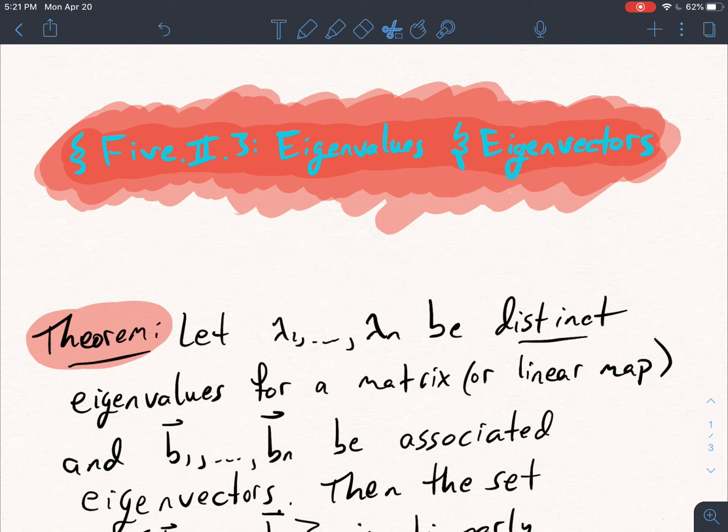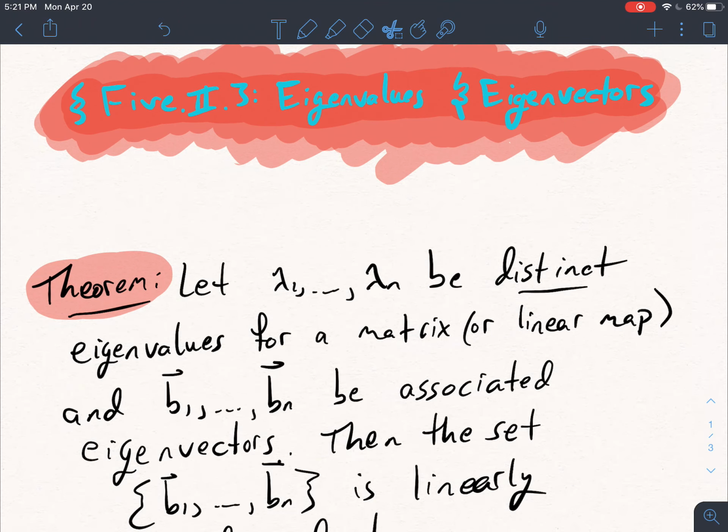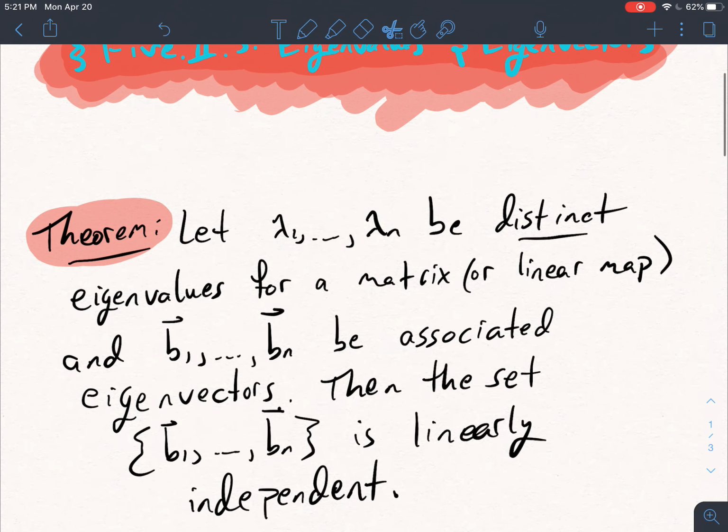Now that we know how to find eigenvalues and eigenvectors, I want to show you how to use that to diagonalize bigger matrices. In the previous section, we talked about how to diagonalize a small upper triangular 2 by 2 matrix. This video is going to be dedicated to diagonalizing a 3 by 3 matrix, along with a theorem and corollary. So here's a theorem.